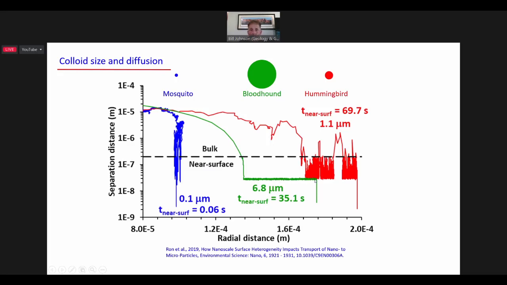And then you take an intermediate size, like a 1 micron colloid shown in red. I call it the hummingbird because it's transitional between the mosquito and the bloodhound. It shows some behavior of both of those, but there's a whole continuum. The reason this is important is that it affects the likelihood that the colloid will be able to find those heterodomains. There has to be enough diffusion or fluid drag to push it, or allow it to diffuse across the surface, in order to find heterodomains on the surface.